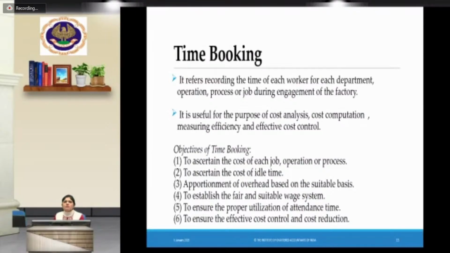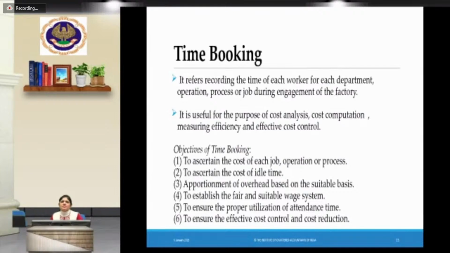All right. So let us say I've spent 2 hours on product A, I've spent 3 hours on job B, I've spent 2 hours in department A. So time booking actually records where I have spent my whole day. So it is more detailed, and my performance will be evaluated on where I have spent the time.